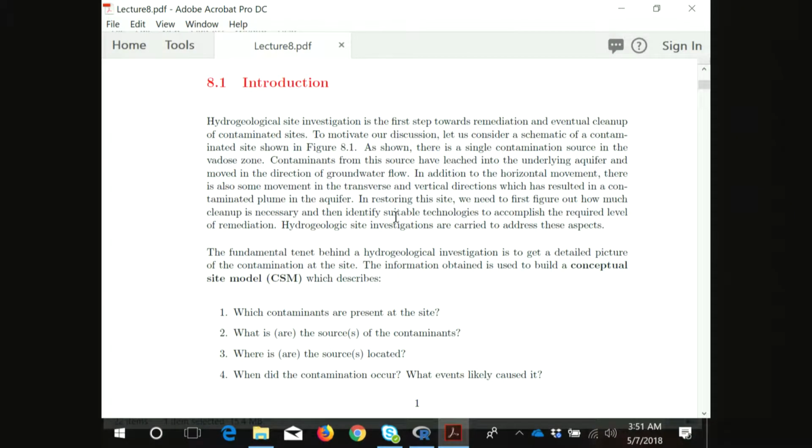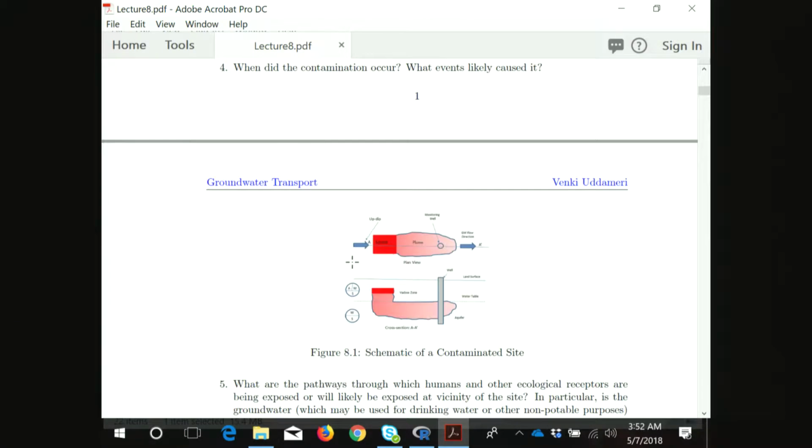What we do in a site investigation, the goal of the site investigation, is to create what's called a conceptual site model, or CSM. And what a CSM does is it helps us tell what contaminants are present, what the sources of these contaminants are, where these sources are located, when the contamination happened, what was the likely source of that contamination, what's causing that contamination. So the idea is to track your contaminant from the source all the way to the receptor points.